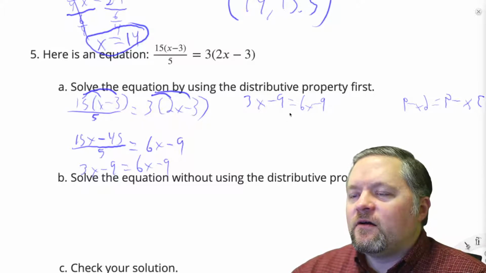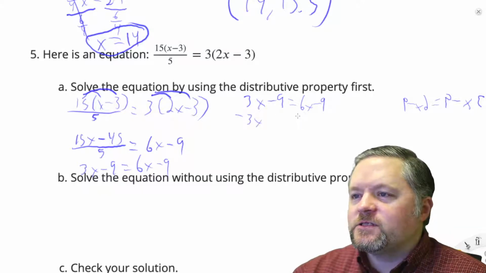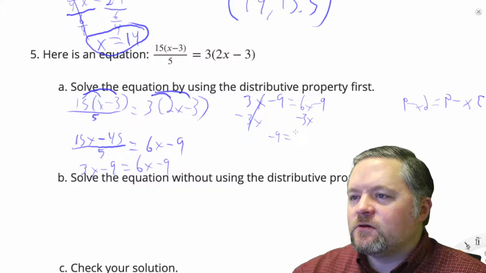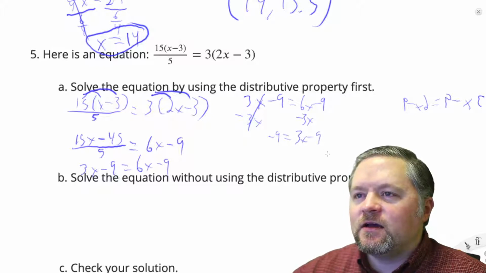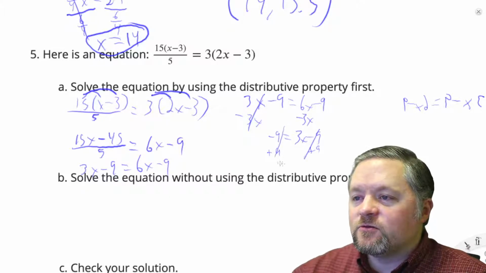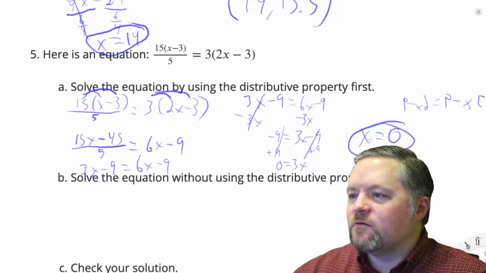Let's get all the x's on one side. There's more on the right, so I'll take away 3x from this side, so I'll take 3x away from that side. Those cancel. Negative 9 equals 3x minus 9. Add 9 to get rid of that, which means I'll add 9 to get rid of that. Those will cancel. Ooh, those also cancel. 0 equals 3x. If I divide each side by 3, I know that x equals 0.